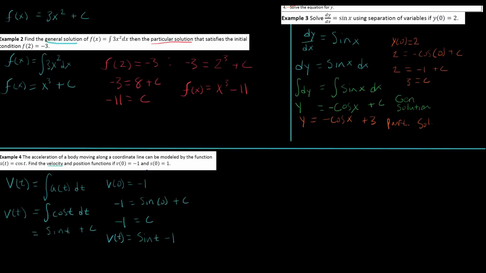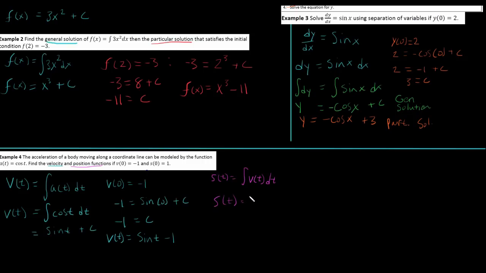Now let's do position, and we'll do that in this nice pinkish color. Just like we know that acceleration is the derivative of velocity, we know that velocity is the derivative of position. So working backwards, we can think of position as the antiderivative of velocity with respect to time. Well, we just found v of t, so we'll plug that in.